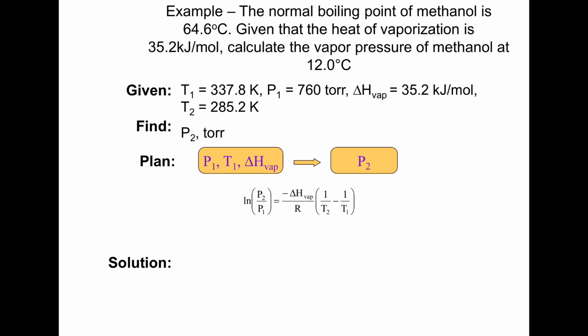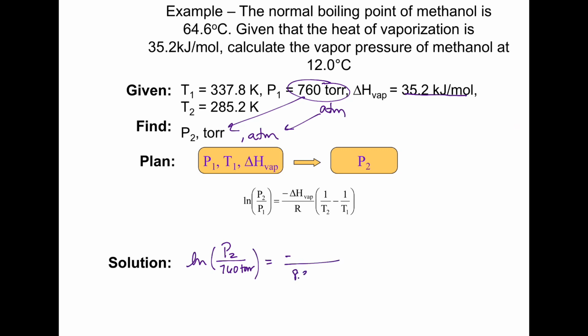What I'm going to do next is put the numbers into the equation and start on the algebra. So I'm going to start with the natural log. I'm looking for P2. My P1, I could either put this in as torr, and I would get torr out, or if I put in atmospheres, I would get atmospheres out. It doesn't really matter which one you do. It's going to come out exactly the same. So I'm just going to put in 760 there. The negative delta H of vaporization is 35.2 kilojoules per mole. And my R is 8.314 joules per mole K.